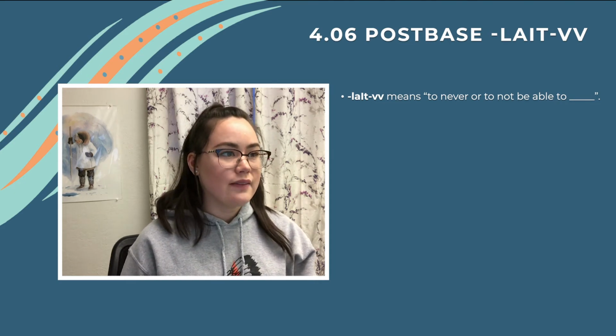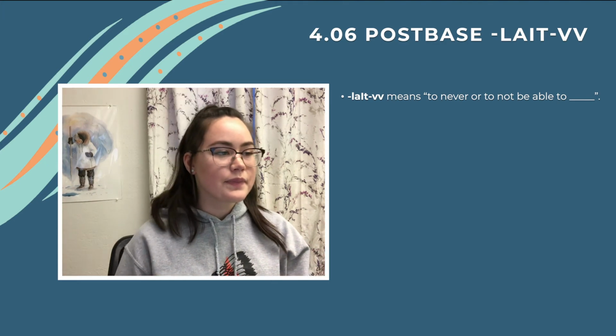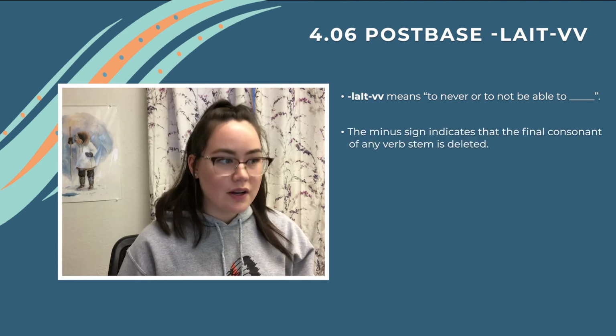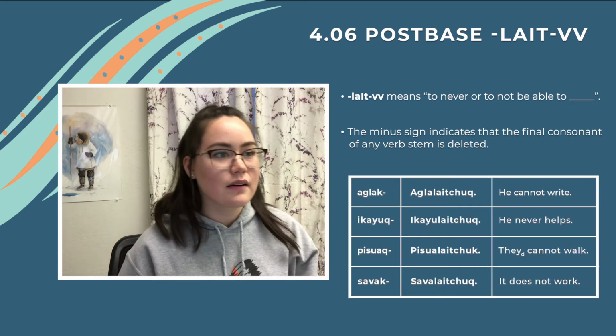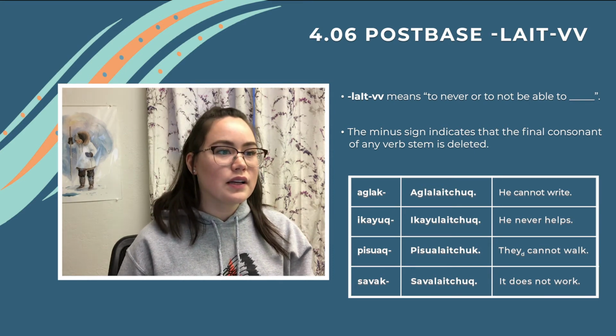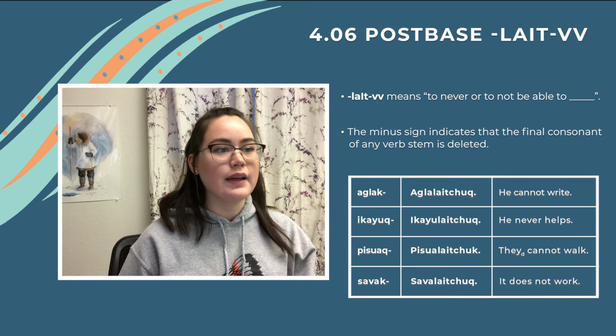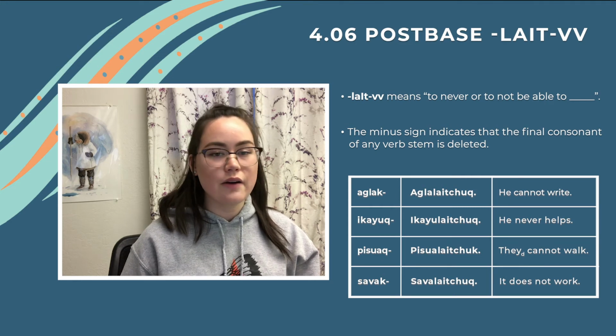This is also a VV, so we have to use a verb stem word and the result will be a verb. The minus sign indicates that the final consonant of any verb stem is deleted. For example, aghlaq, we delete the final consonant K and it changes to aghlalaytjuk, he cannot write. Ikayuk, ikayulaytjuk, he never helps. Pisoak, pisoalaytjuk, they too cannot walk. Savak, savalaytjuk, it does not work.